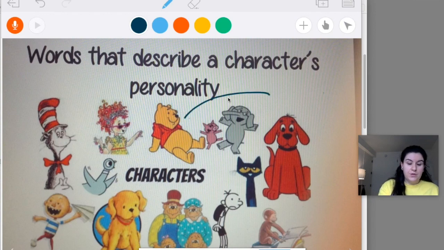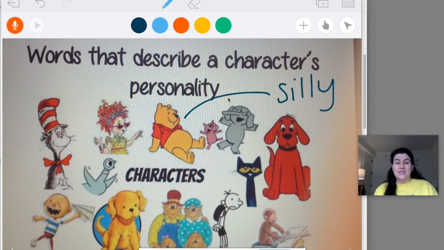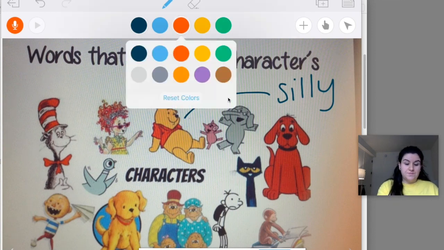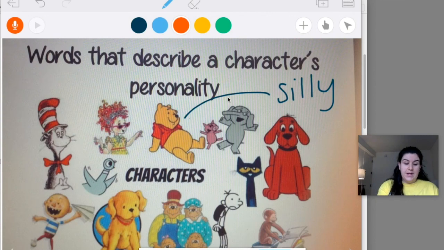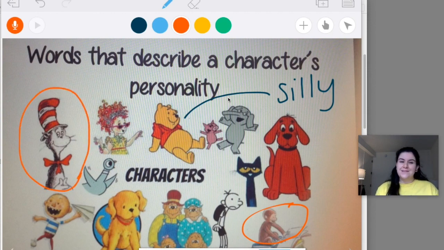When I looked at Winnie the Pooh, I thought of silly. I know he does a lot of silly things like getting stuck in trees, and a lot of the times his friends say things about him. They say he's a silly old bear. I also noticed some other characters. I noticed George down here, and I know George is very curious because he's always getting into all kinds of trouble since he wants to learn more about things. I know that the Cat in the Hat, he's a little bit naughty because sometimes he makes choices that get other kids in trouble.